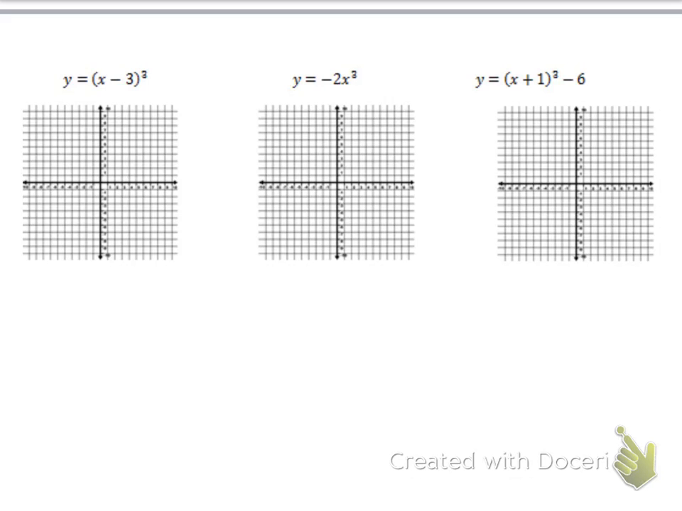Okay, so this one's going to shift right 3. So remember, when I pull that 3 out from my h, it becomes positive, and there's no number on the outside, so my k is 0. So right 3, 0. I don't have anything sitting in front, so I can go right 1, up 1, right 1, up 1, 2, 3, 4, 5, 6, 7. And then left 1, down 1, left 1, down 1, 2, 3, 4, 5, 6, 7 to get my skinny S.